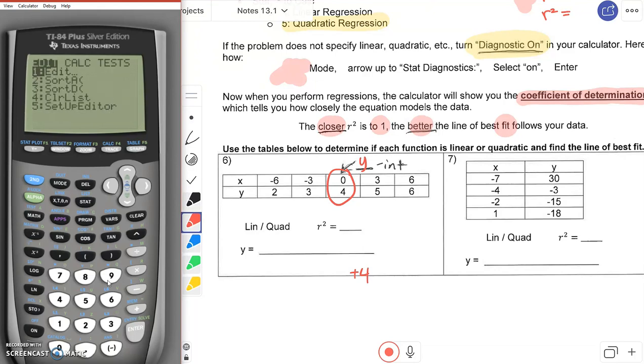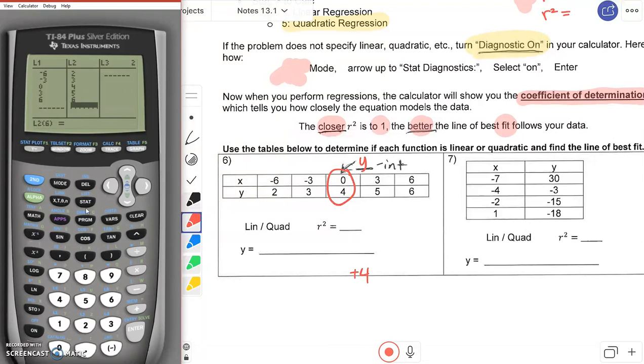So if I go to stat, go on to edit, and I'm putting in my numbers. So -6, enter, -3, enter, 0, 3, 6, and then my y values 2, 3, 4, 5, 6.